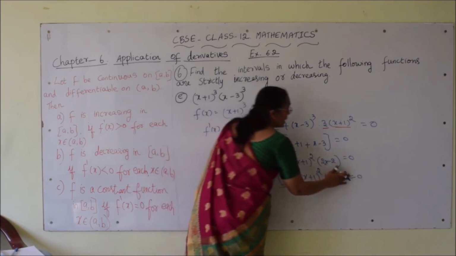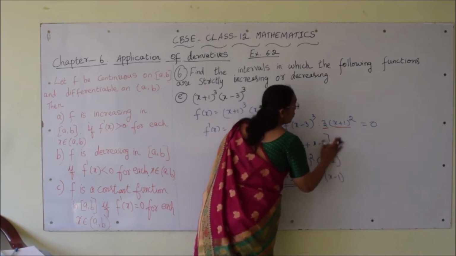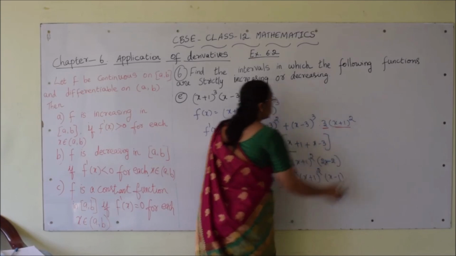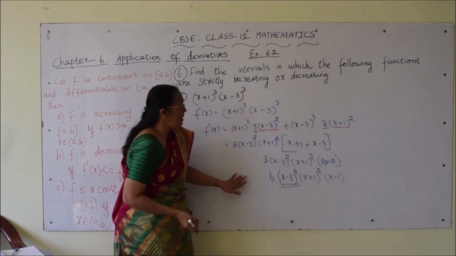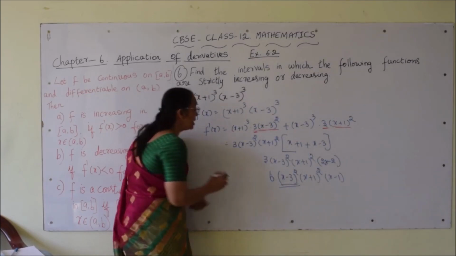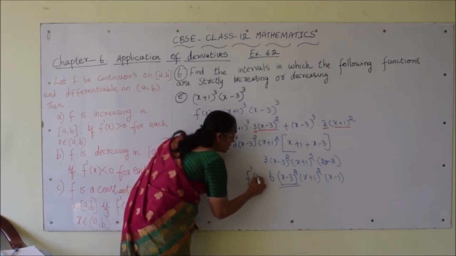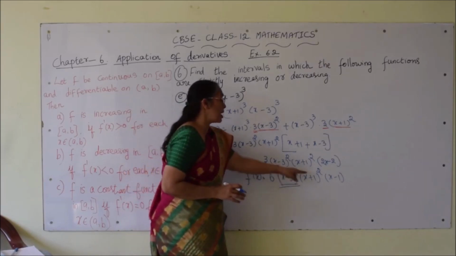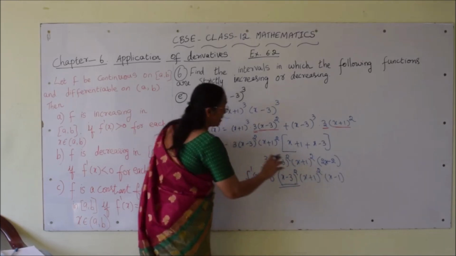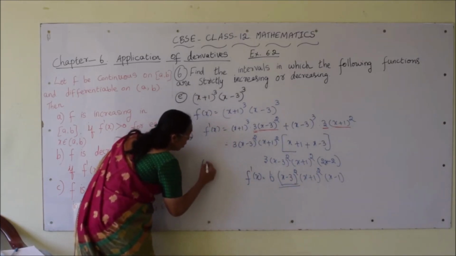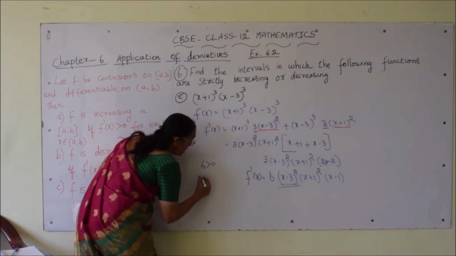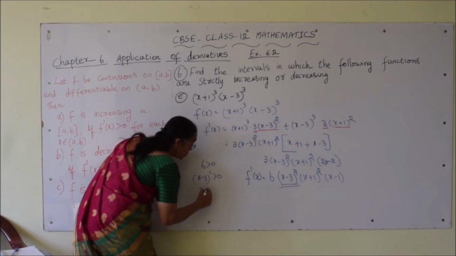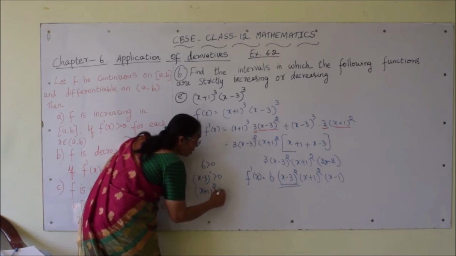So from the beginning onwards we need not equate to 0 for finding the intervals, because when we factorized we found that at the end our f dash of x is nothing but 6 times (x minus 3) whole square into (x plus 1) whole square into (x minus 1). Here 6 is always positive, (x minus 3) whole square is also always positive, and (x plus 1) whole square is also a perfect square, always positive.